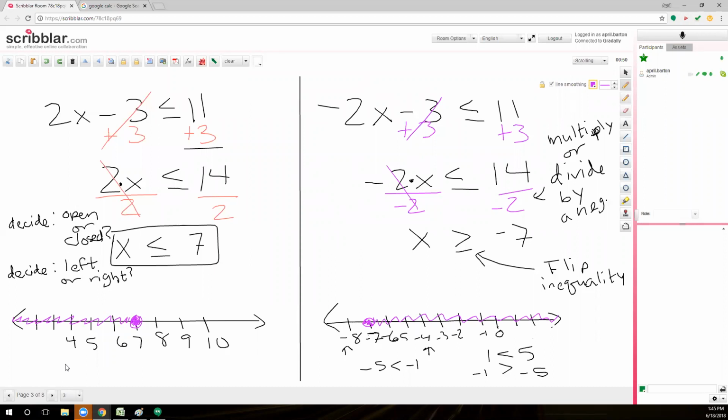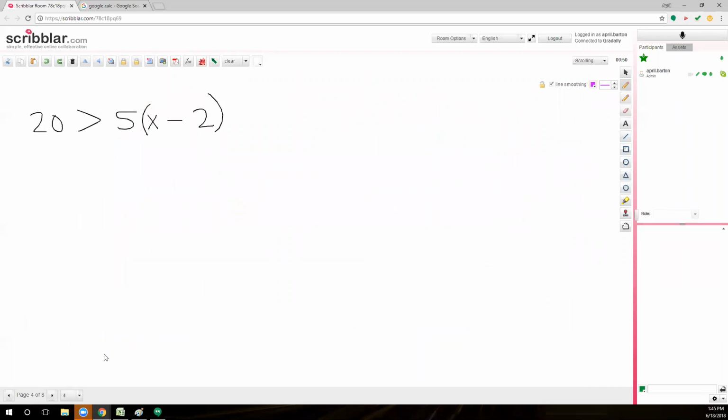So that was our first 15 minutes. I do have one more inequality problem if we get to it, but this is also supposed to be about what are you having trouble with. So is there a particular topic you guys would like to talk about for a little bit?